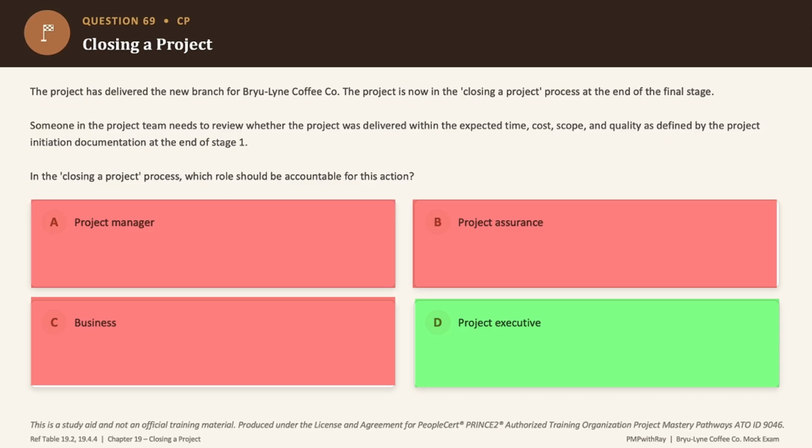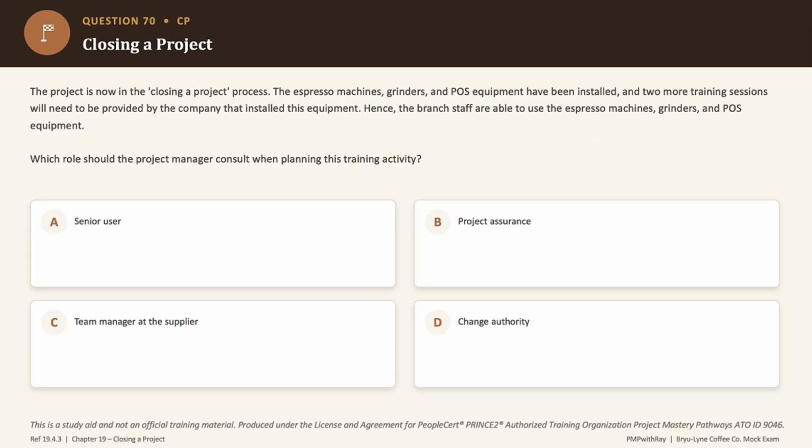And very, very important, the RACI or the responsible, accountable, consulted and informed table is very clear that the project executive is the accountable person here. It also makes sense because the executive owns the business justification from start to finish. So the correct answer is project executive, option D. The final question, question number 70.